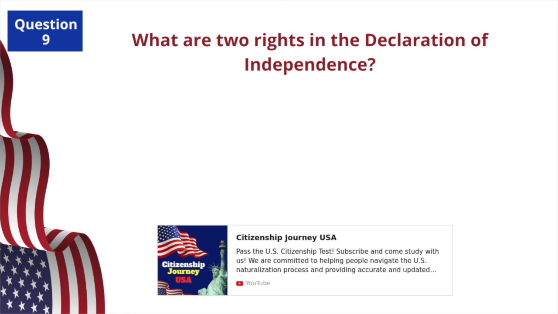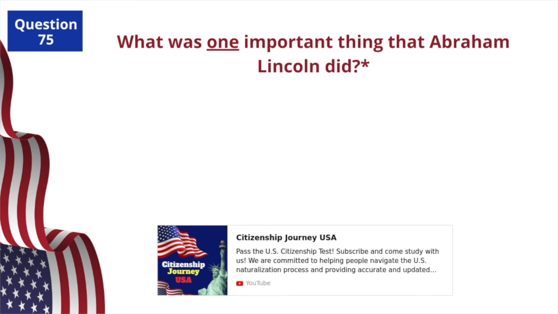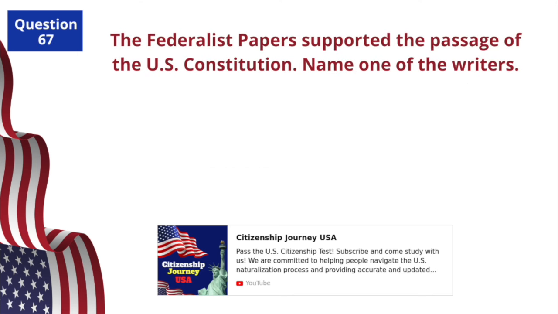What are two rights in the Declaration of Independence? Life, liberty. What was one important thing that Abraham Lincoln did? Freed the slaves. The Federalist Papers supported the passage of the U.S. Constitution. Name one of the writers. James Madison.